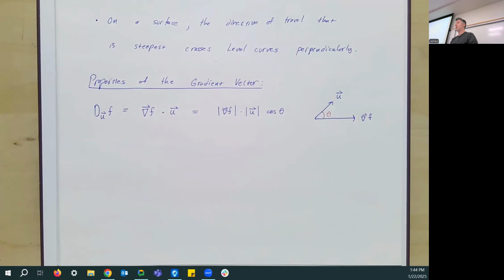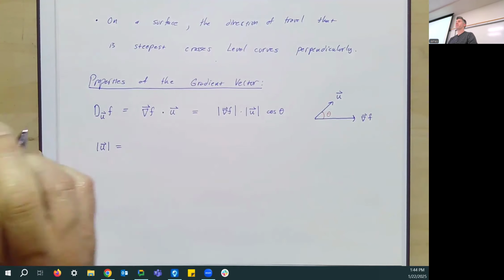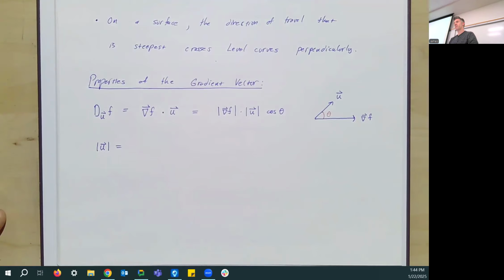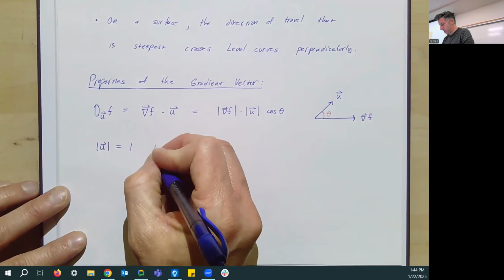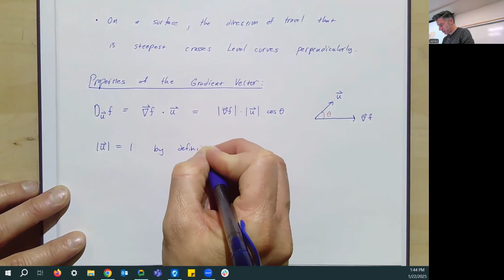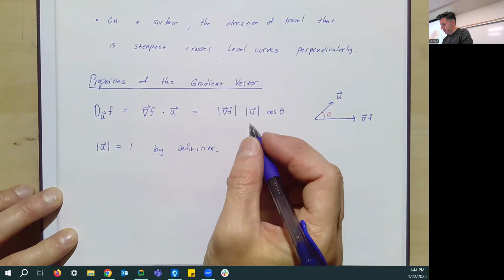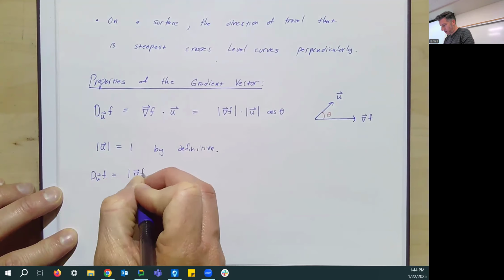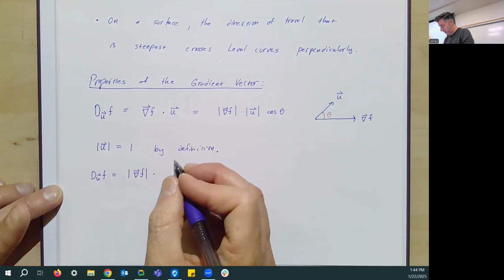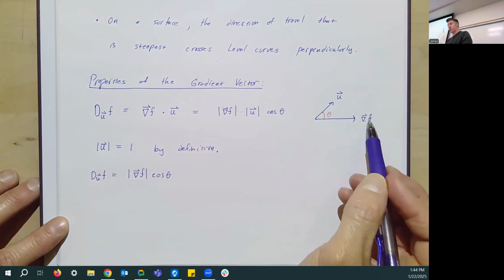Okay, a couple questions. u is a unit vector. So what's the magnitude of u? Got to be 1, right? No other choice. The magnitude of u is 1 by definition. Okay, so this ends up equaling the magnitude of the gradient multiplied by, not dotted with, multiplied by cosine of the angle between the gradient vector and the unit vector.